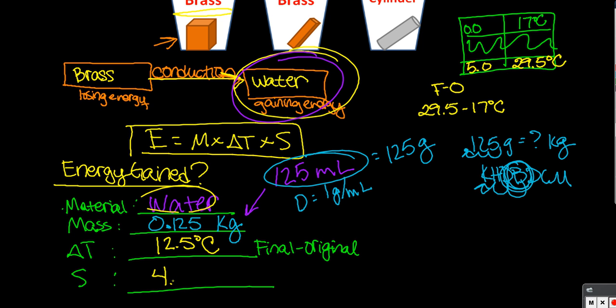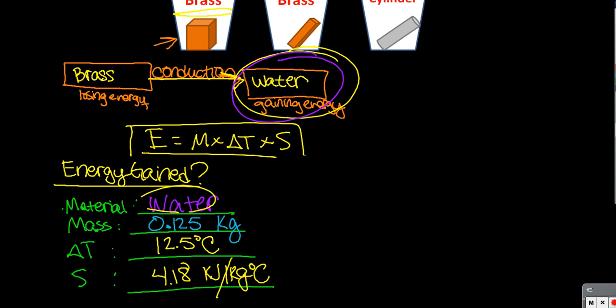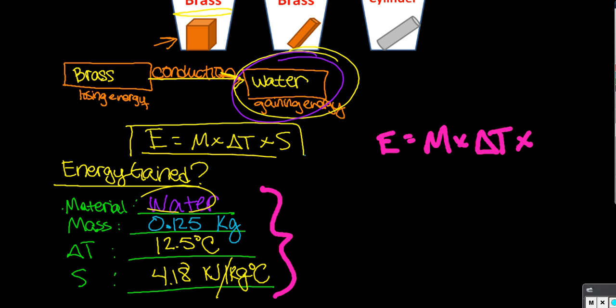It's always 4.18 kilojoules per kilogram degrees Celsius. And again, what this means is that for every 1 kilogram, it takes 4.18 kilojoules to raise the temperature by 1 degree Celsius. Once you have all of this information, you can use this to calculate. So energy equals mass times change in temperature times specific heat.